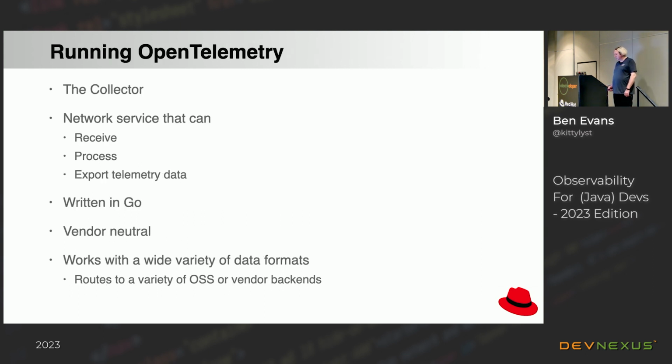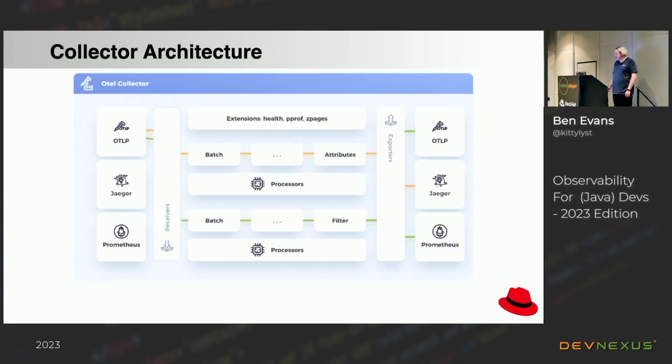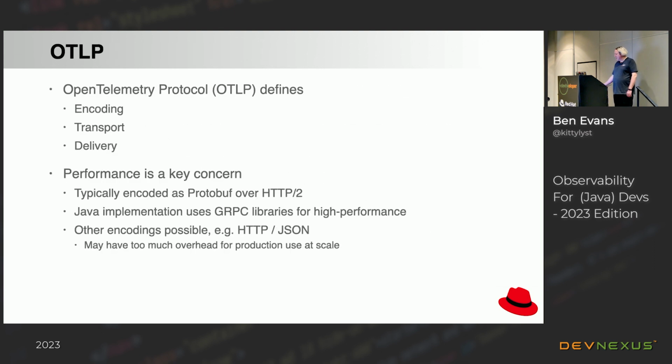So I will skip the collector, because it's interesting, but we're a bit short of time. The key to all of this is the OpenTelemetry Protocol, OTLP. It defines encoding, transport, and delivery. It is HTTP2, and it's typically encoded as protobuf. Some people want to do this as JSON. I think that's a terrible idea. The performance when using the JSON encoding is significantly impaired, and this is a performance-critical system. So most people who are sensible do this as protobuf over HTTP2.